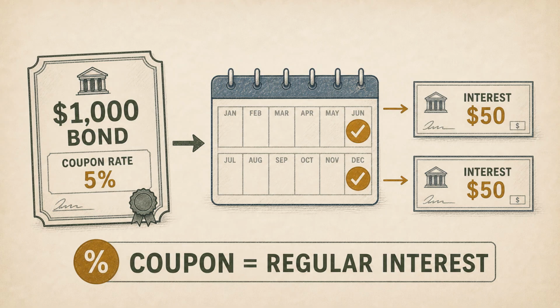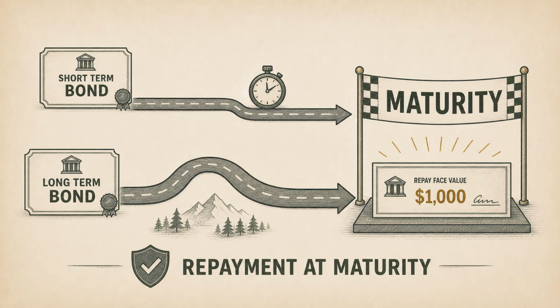The coupon is the interest the bond pays. If a $1,000 bond has a 5% annual coupon, it pays $50 of interest per year. Many traditional bonds split that interest into two payments, but the core idea is just regular interest. Maturity is the finish line of the bond. A short-term bond might mature soon. A long-term bond might mature many years from now. At maturity, the borrower is expected to repay the face value, assuming it has not defaulted.